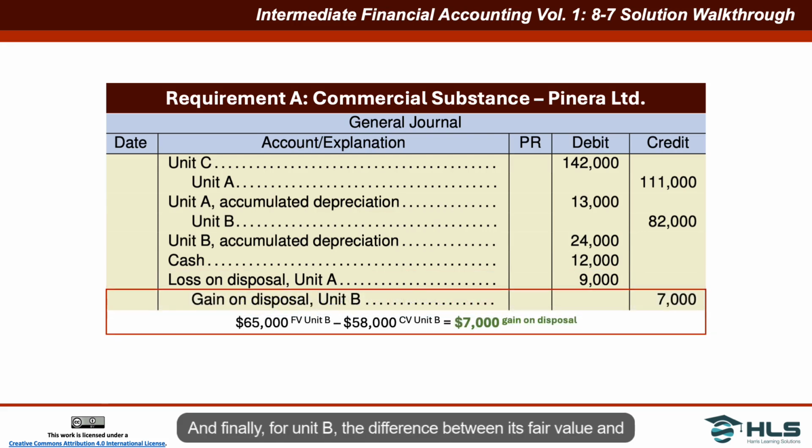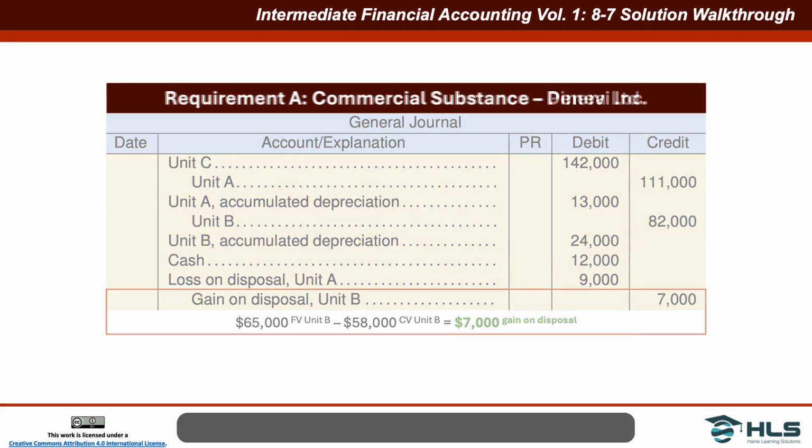And finally, for Unit B, the difference between its fair value and carrying value is a $7,000 gain. The fair value of Unit B is $65,000, and it's carried on the books at $58,000. That's a gain of $7,000, which we'll credit to a gain on disposal account. And now our debits and credits balance, and we're done with Panera Limited.